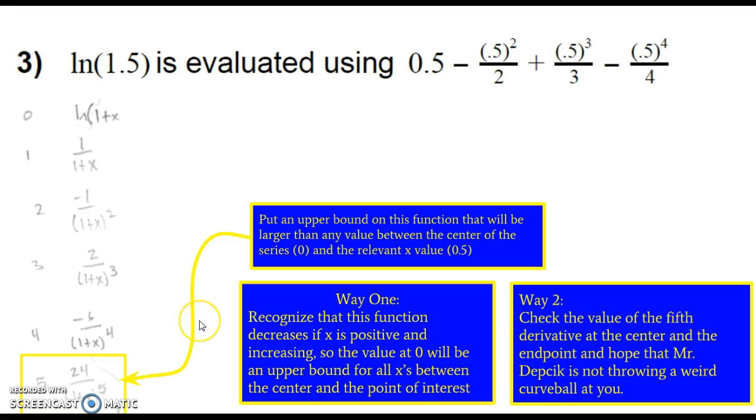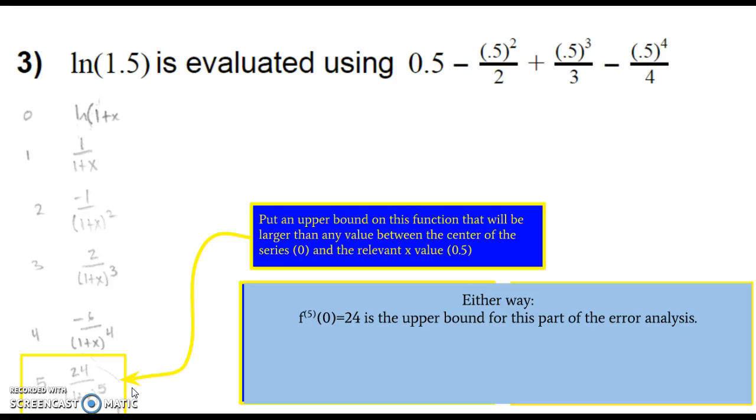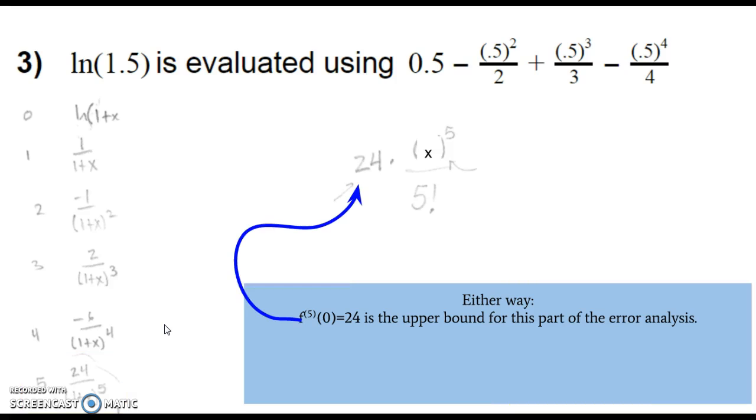The other way is, 99 times out of 100 with these types of problems, when you have that fifth derivative, you are checking the endpoint, which is the biggest relevant x value you have, so 0.5, or you're checking the center. So you can just plug in 0, plug in 0.5, and see which one is bigger. Either way, if I want to maximize this for all x's from the center to the relevant x values, I'm going to evaluate it at 0 and make 24 my upper bound.